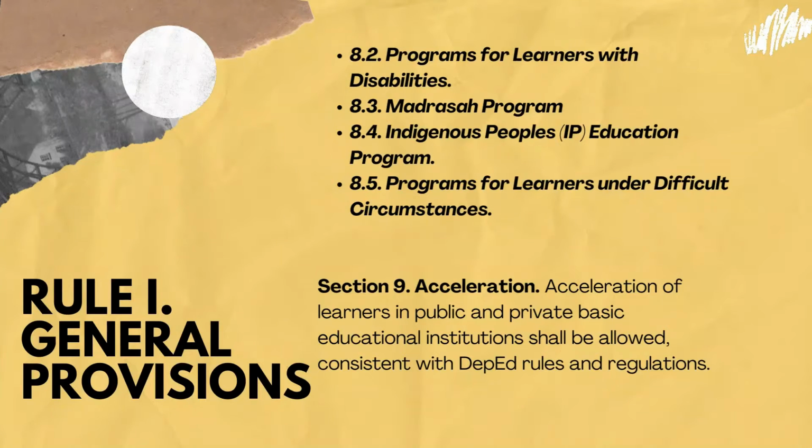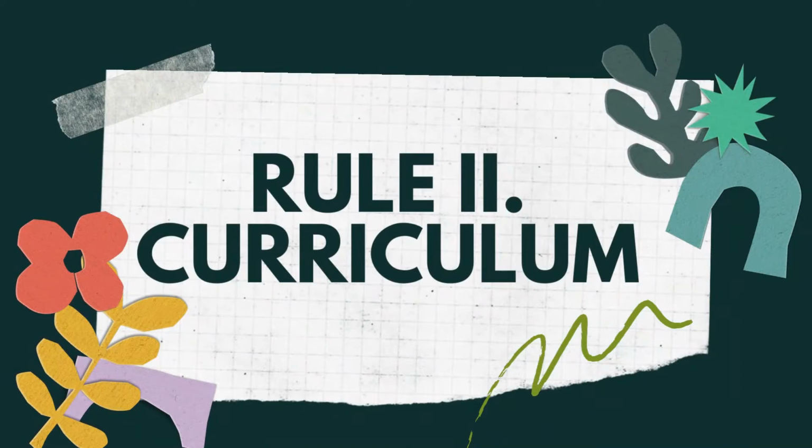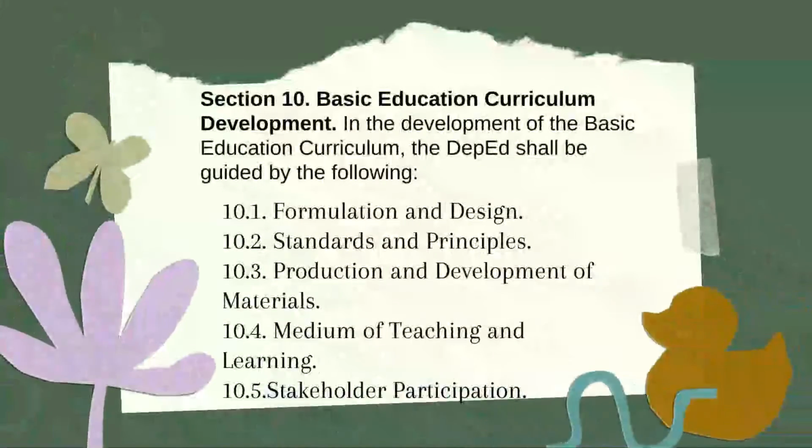Section 9. Acceleration. Acceleration of learners in public and private basic educational institutions shall be allowed consistent with DepEd rules and regulations. Rule number 2. Curriculum. Section 10. Basic Education Curriculum Development. In the development of the basic education curriculum, the DepEd shall be guided by the following. First, formulation and design. Pursuant to Section 5 of the Act, the DepEd shall formulate the design and details of the enhanced basic education curriculum.